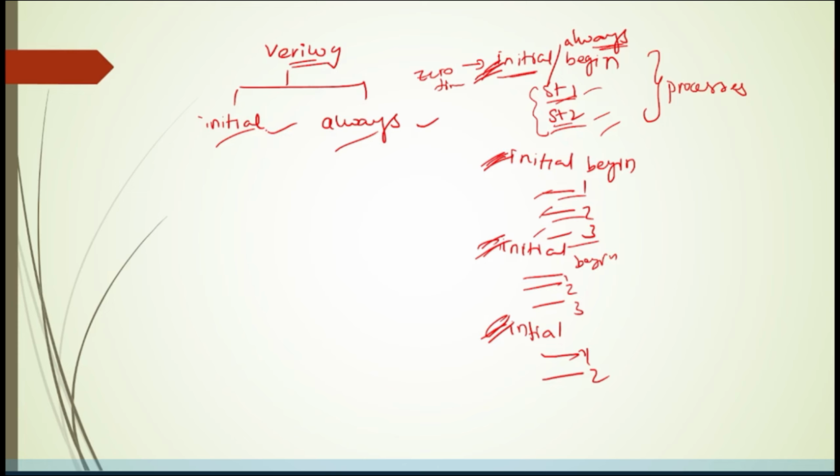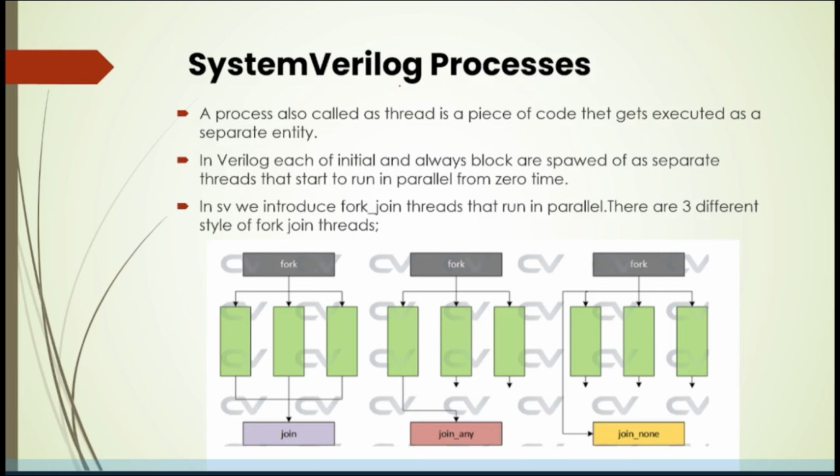So what are the things that we use in Verilog, initial and always blocks? This parallelism, this concurrent execution is not enough in System Verilog, which is why it introduced a concept called process. Process is nothing but, for example, a group of statements written within a block, and this block is known as a process. We can call it a process or a thread, either one.